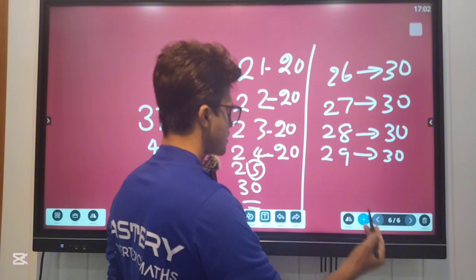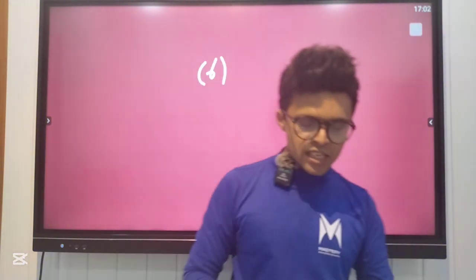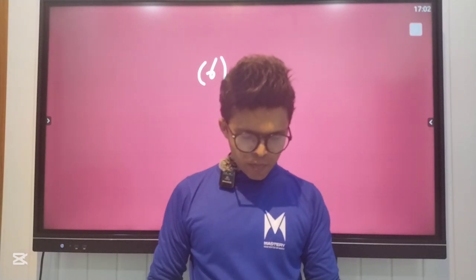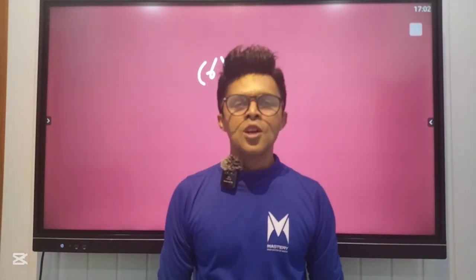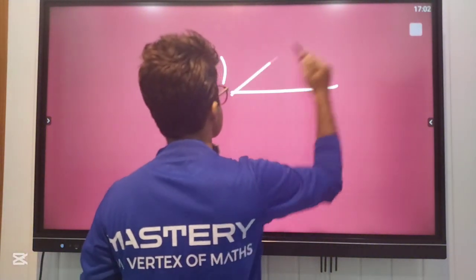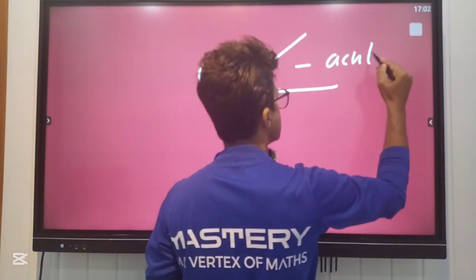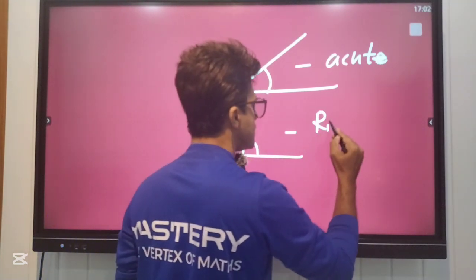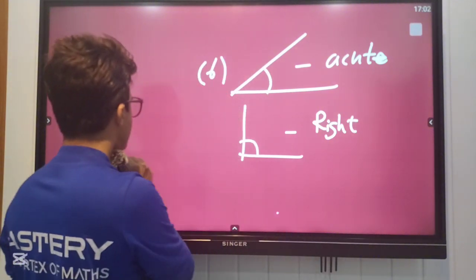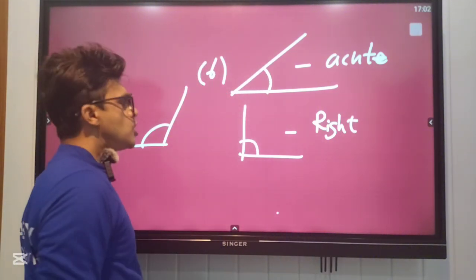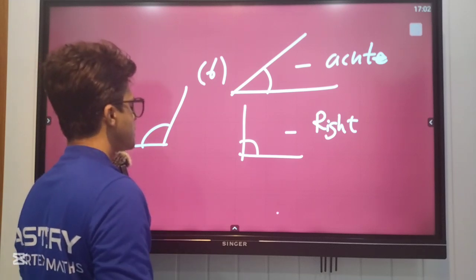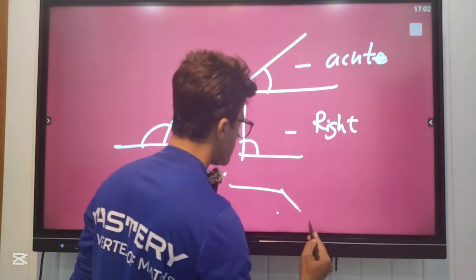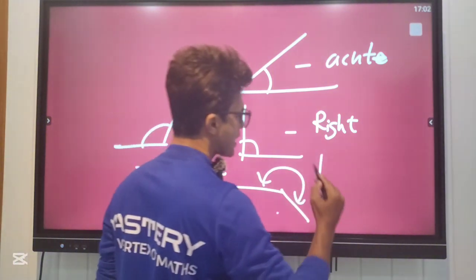Okay, the sixth question. You've been taught different types of angles. What are these types of angles? This is an acute angle. What is this type of angle? Yes, right angle. What is the name of this type of angle? Obtuse angle. This one? Straight angle. This type of one? Reflex angle.